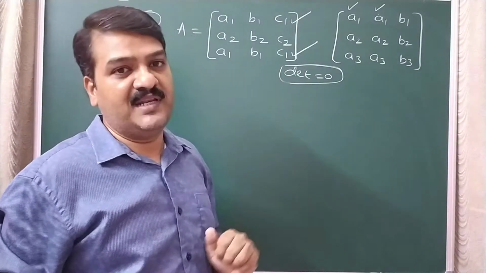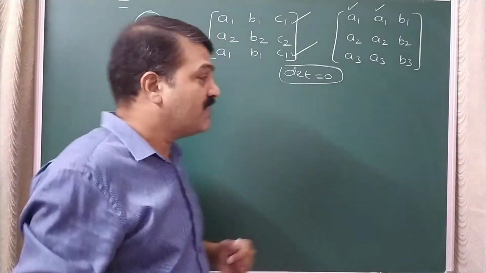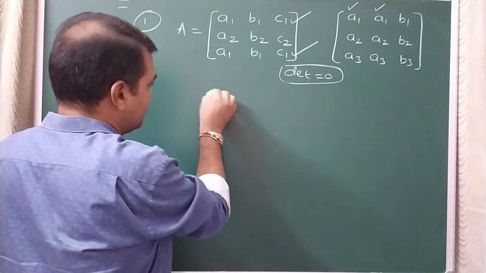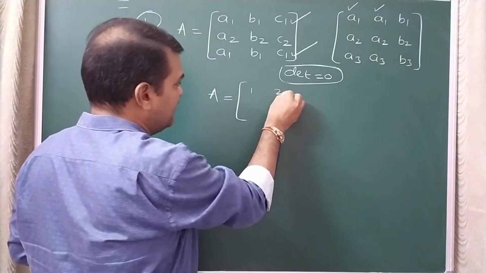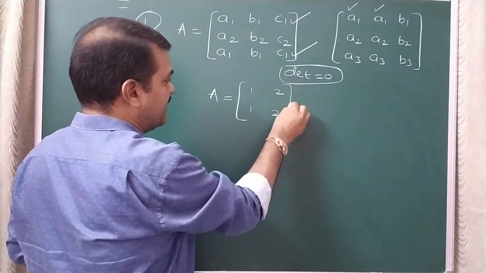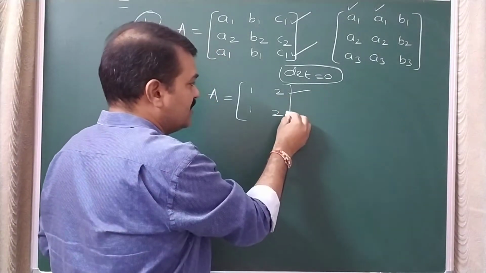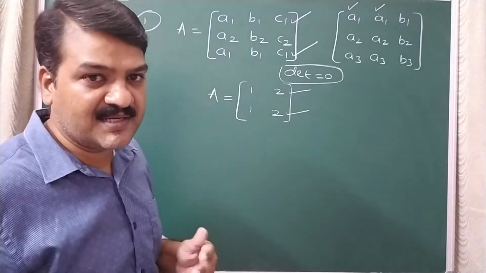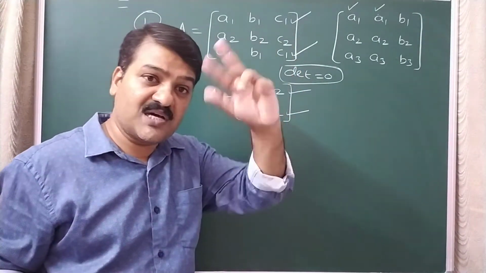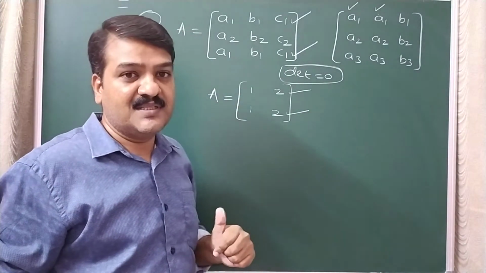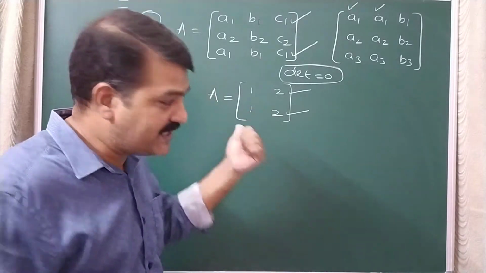Now I will show how we get this by taking a 2 by 2 matrix, because the 3 by 3 calculation will be lengthy. For example, I will take a 2 by 2 matrix like this. You can see that the first row and second row are identical here. What is the property? When two rows or columns are identical, then the determinant must be 0. Here the first row and second row are the same, so the determinant must be 0. Let us check.